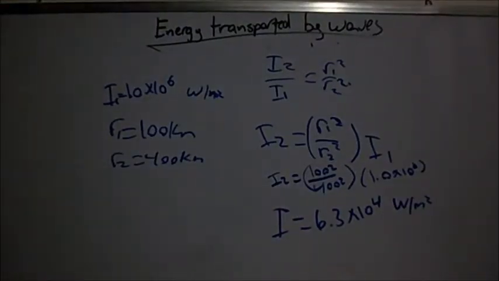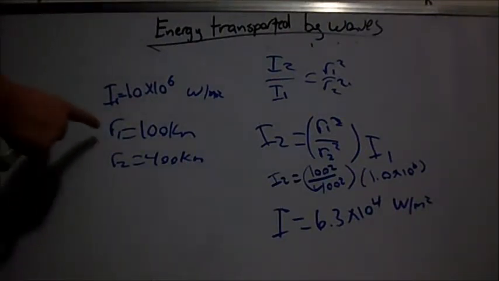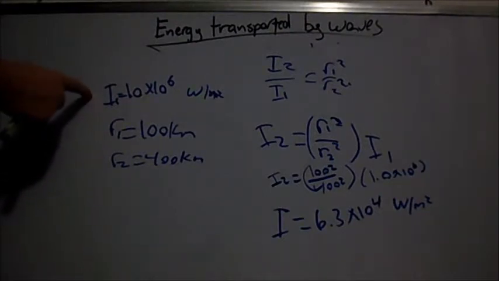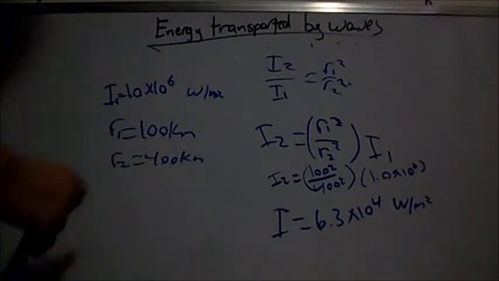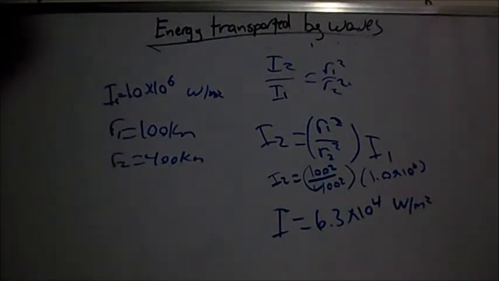In this example, they ask us to find the intensity of an earthquake at a second point far from its source. First, they give us radius 1, which is 100 kilometers, and the intensity at that point, which is 1.0 times 10 to the 6th watts per meter squared. Then they tell us to find the intensity of the earthquake at 400 kilometers from its source.